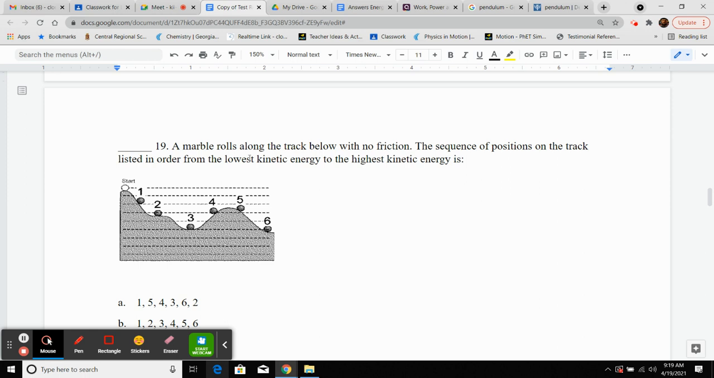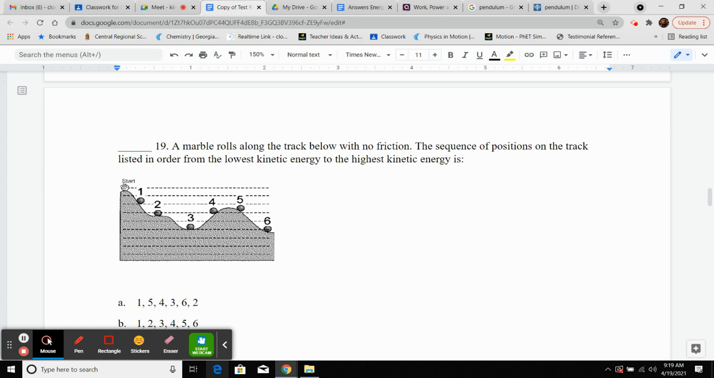Let's see. Which one do you think has the lowest kinetic energy? Either 3 or 6. I'm going to go with 6. That would be the lower potential. 7, 3. 2. 1.